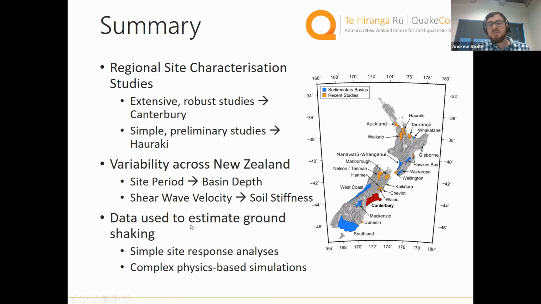What is this data actually used for? Well, we can do simple site response analyses to try to understand our ground shaking. We can also input this into the complex physics-based simulations that Flagship 1 has been carrying out over the past 5 or so years.